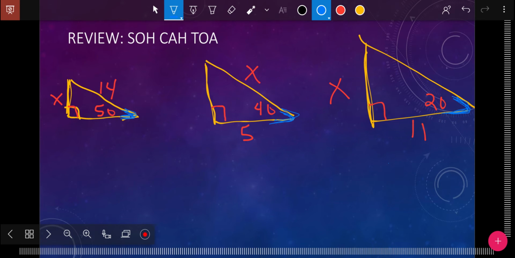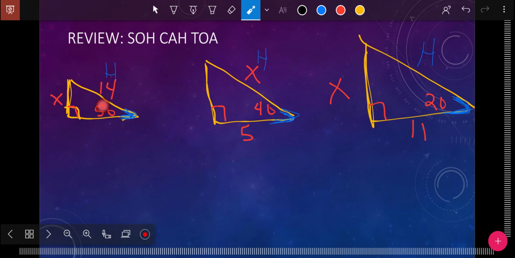That's the angle we're working with. Okay. And in each of these examples, the hypotenuse is opposite of the 90. So the hypotenuse is here, opposite of the 90. The hypotenuse is here, opposite of the 90. And the hypotenuse is here, opposite of the 90. And so hypotenuse is probably the easiest to identify.